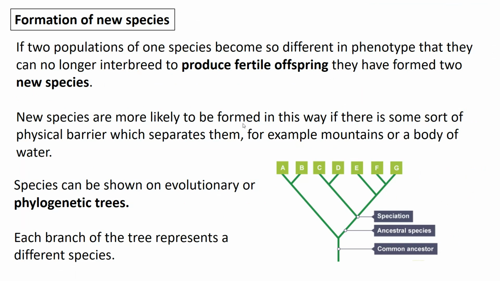So if you have two populations of one species, it's more likely to happen if that population is separated by some sort of barrier, and you're more likely to have different species formed if they can no longer breed together.